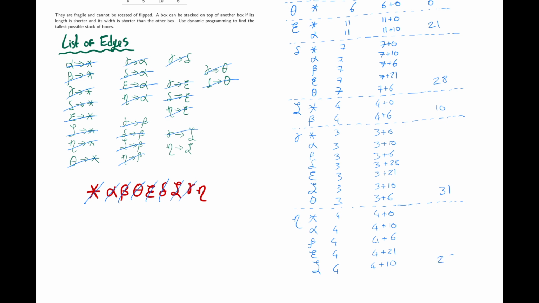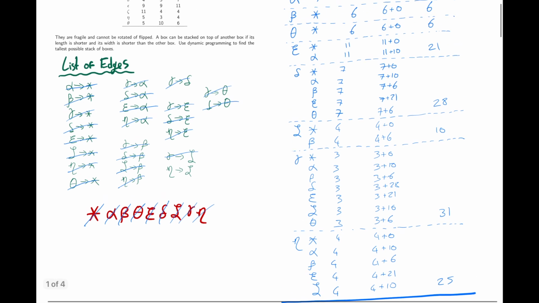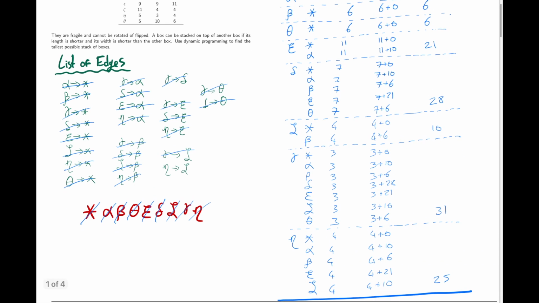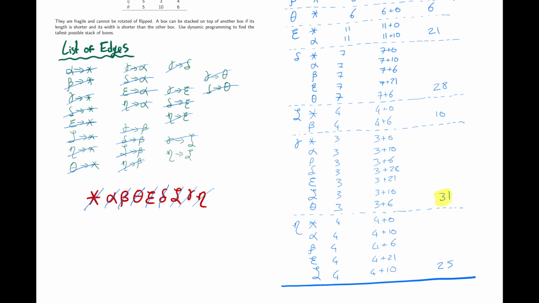of height 25. The final thing to do is to read off the solution, and so of all the nodes, the one with the greatest value, so the one with the greatest stack height, if that's the box on top, is gamma with a height of 31. How did we get that? We got that by stacking gamma on top of delta. For delta has a value of 28.